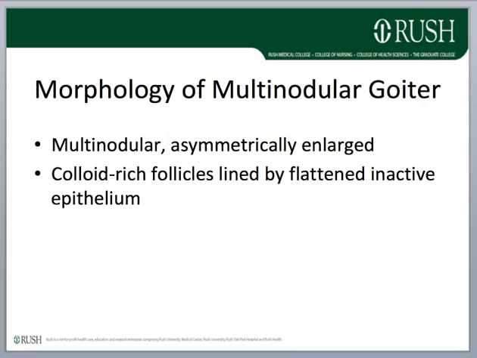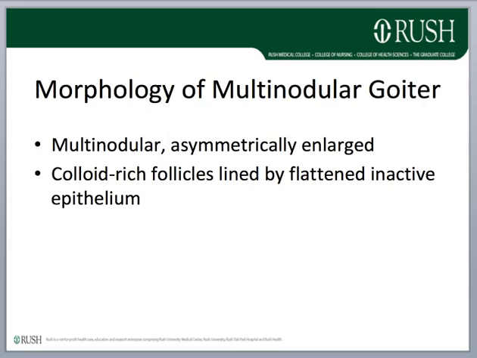Finally, we'll look at the morphology of multinodular goiter. There really isn't too much microscopic difference between diffuse and multinodular goiter. In diffuse goiter, the gland is diffusely and symmetrically enlarged, while in multinodular goiter, you have an asymmetrically enlarged multinodular or multilobulated gland.